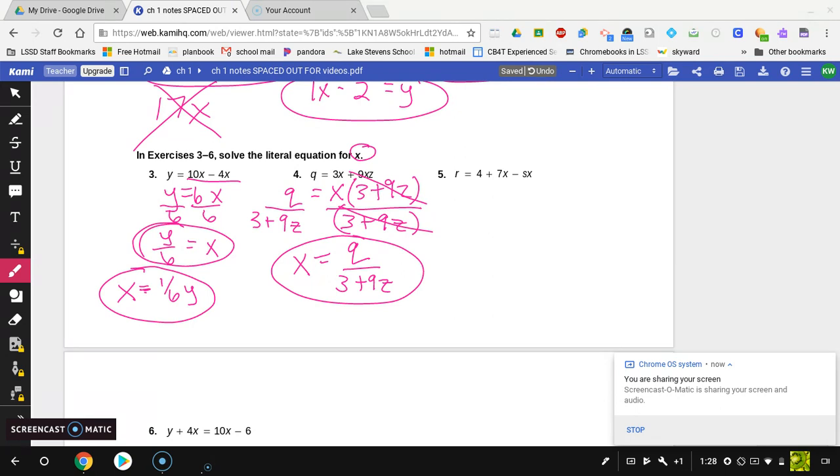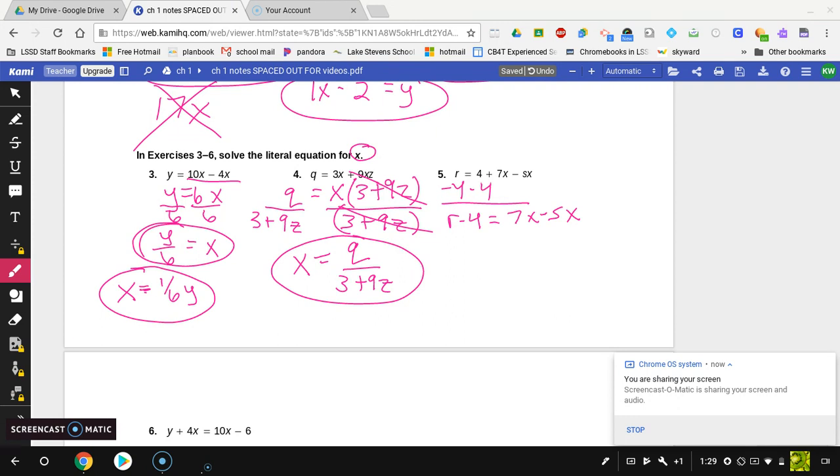Okay, so number 5, similar idea, but this one we want to actually subtract the 4 over first. It doesn't have the variable we're trying to get by itself, so we want to get rid of it. We want to move it to the other side. Okay, so now we can use our inverse of the distributive property. We can factor out what they have in common.